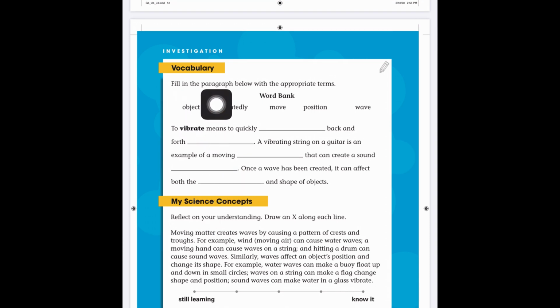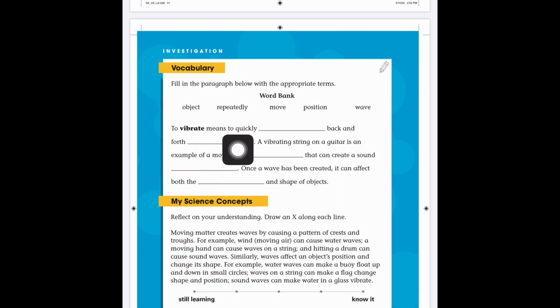Fill in the paragraph below with the appropriate terms. Here's our word bank. I highly suggest marking them off once you use them. Let's read these words together. This word's object. What word? Object. This word's repeatedly. What word? Repeatedly. This word is move. What word? Move. This word is position. What word? Position. This word is wave. What word? Wave.